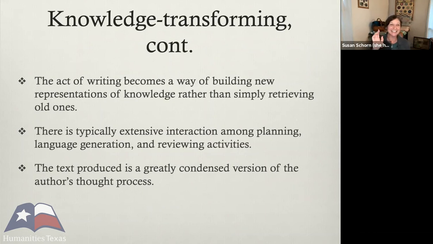Thank you for asking. Okay, so knowledge transforming, in this stage of the writer's development, the act of writing becomes a way of building new representations of knowledge rather than simply retrieving old ones. There's sort of a fermentation process going on here in the brain. And there's also this really extensive interaction in the brain centers among planning, language generation, and reviewing activities. So the lights are just kind of going ping, ping, ping all around the brain while the writer is working. The text that you get at the end of the process is a really condensed version of the author's thought process. So rather than just my memories, here's kind of the way I worked through these ideas, is what you'll see.